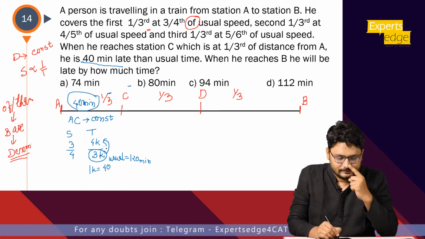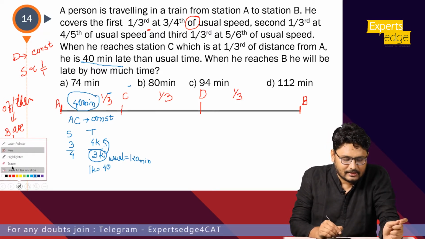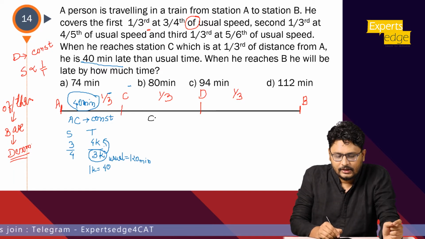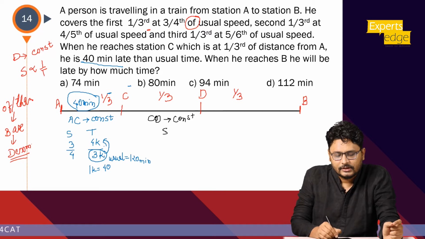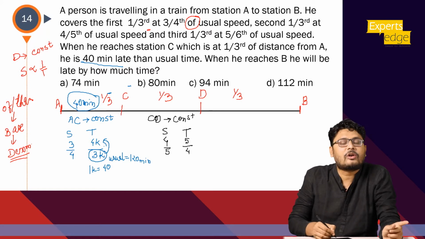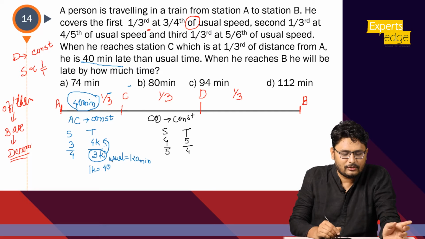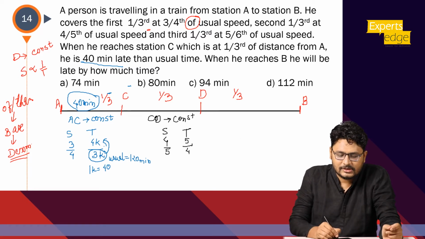Now the second patch. In the second patch, I can consider CD as constant. So अगर मैंने CD को constant ले लिया, what is the ratio of speed? Speed का ratio given is 4/5, and time का ratio will be 5/4. Don't use the same constant k, otherwise you will use the value k का 40 ही. नहीं, कुछ दूसरा constant देते, let's say x. Now how will you get the x value? I know the usual time is 120 minutes.